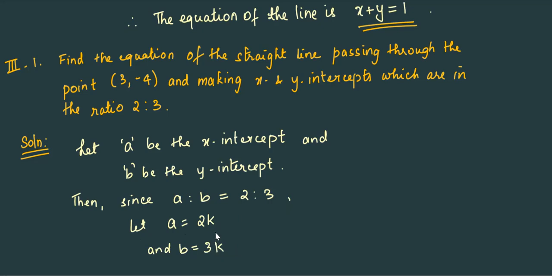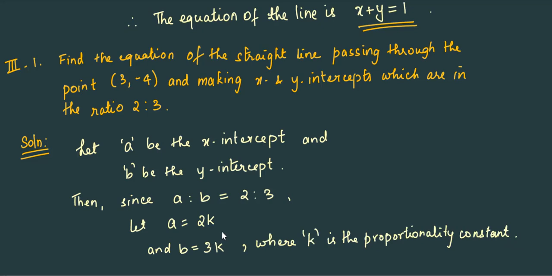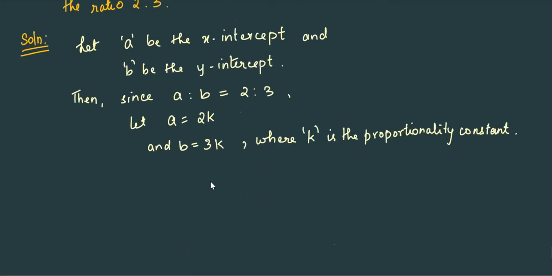Okay, so this is the proportional. When you multiply by a proportionality constant k, what does it do? When you multiply 2 with k, it gives you the exact value of A. When you multiply 3 with k, it gives you the exact value of B. So A is to B is 2k is to 3k, which is 2:3. So that's what it does.